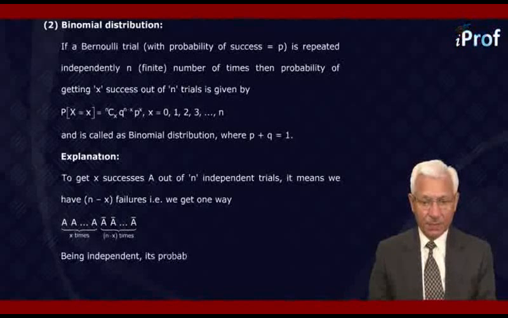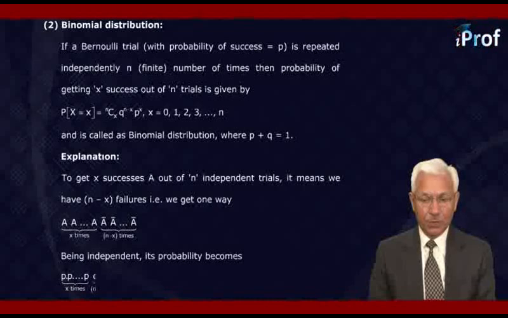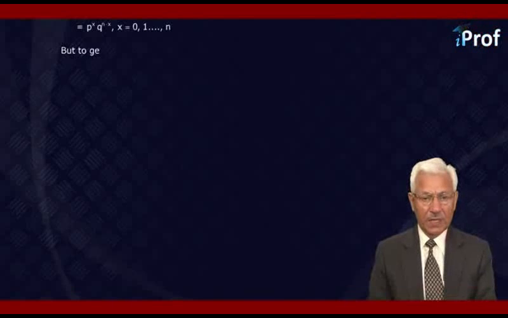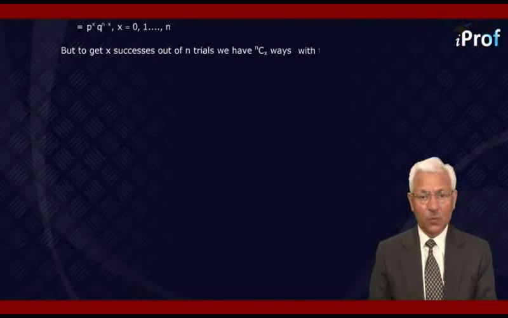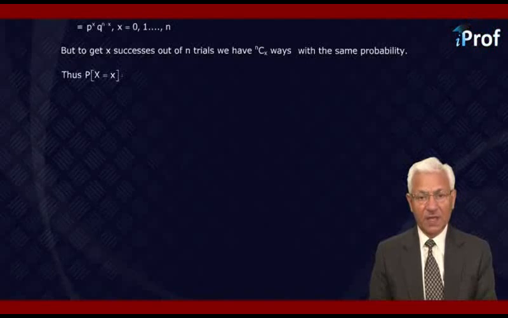Being independent, its probability becomes P into P into P, X times, Q into Q, n minus X times, which is equal to P raised to power X into Q raised to power n minus X. But to get X successes out of n trials, we have nCX ways with the same probability. Thus, probability X equal to X is equal to nCX Q raised to power n minus X P raised to power X for X equal to 0, 1, 2, 3, and so on up to n.